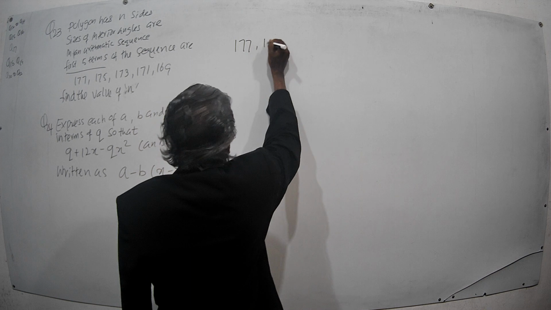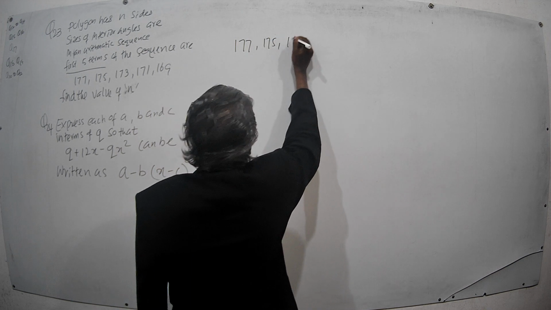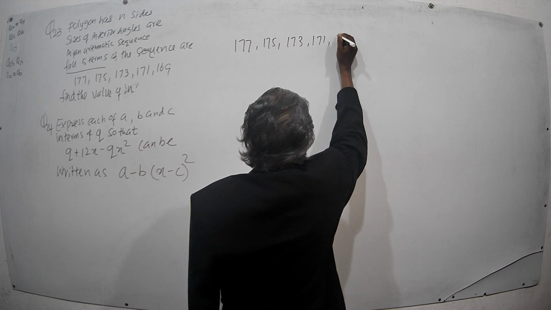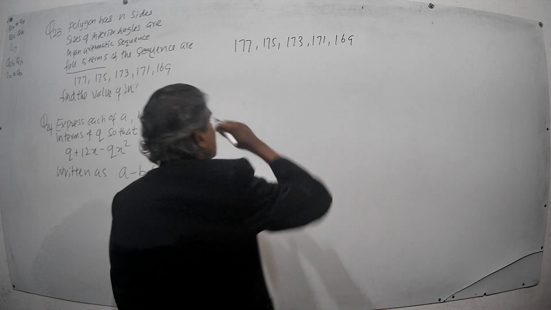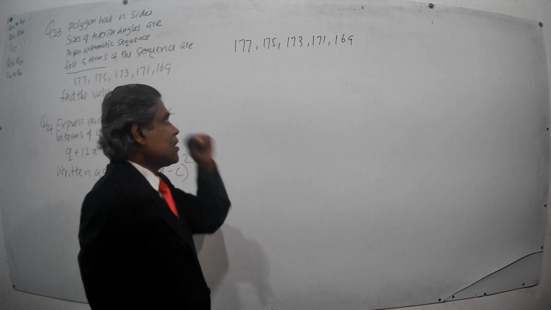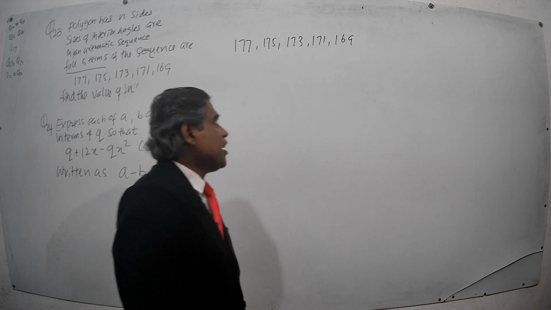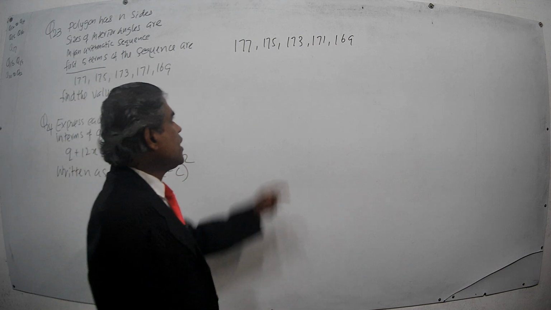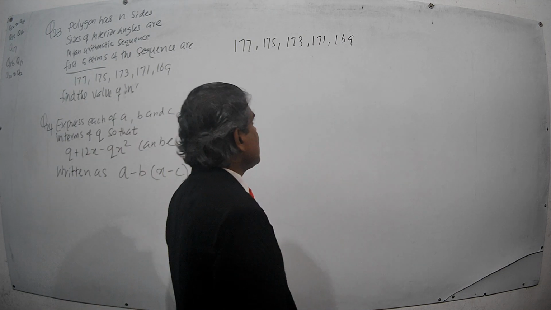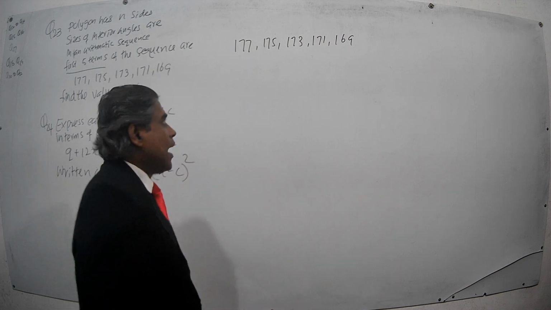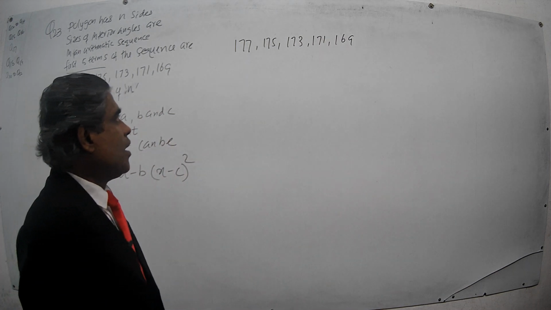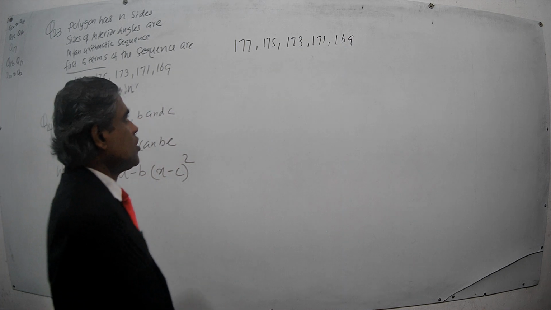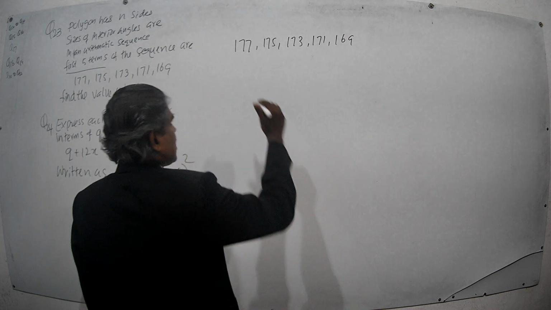177, 175, 173, 171, 169. These are the first 5 angles of this particular polygon in descending order. They say these angle values are in arithmetic sequence when arranged in descending order like this.